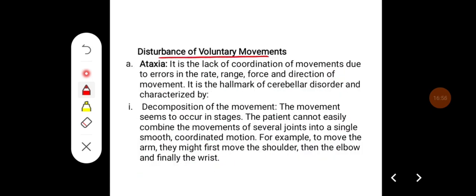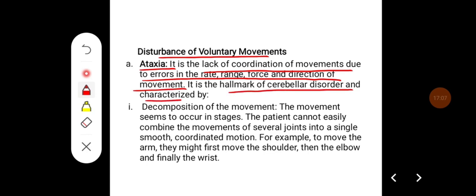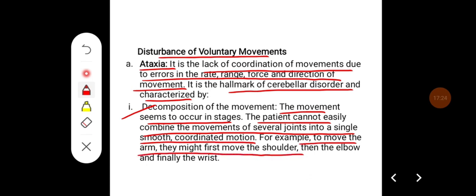Disturbance of the voluntary movements. So there can be ataxia. It is a lack of coordination of the movements due to the errors in the rate, range, force, and direction of movements. It is a hallmark of cerebellar disorder, and it is characterized by decomposition of the movements. That is, the movement seems to occur in stages. The patient cannot easily combine the movements of several joints into single smooth coordinated motion. For example, to move arm, they might first move the shoulder and then elbow, then finally the wrist.